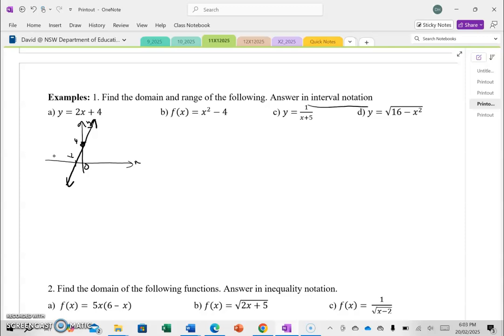And also this function extends to infinity in the y direction as well. So it says interval notation, so let's go. Domain, x is going to go from negative infinity to infinity. The range is also the same, from negative infinity to infinity.